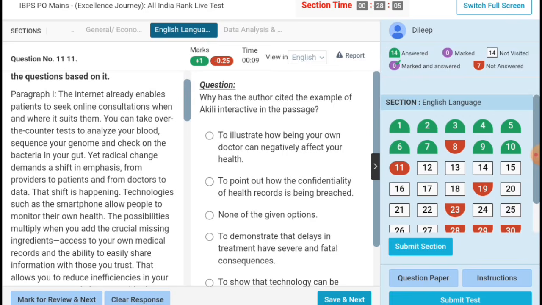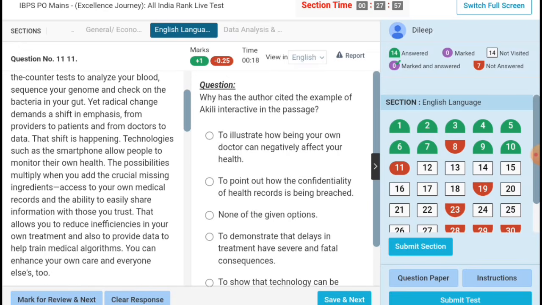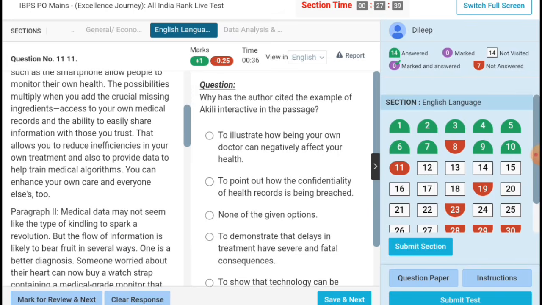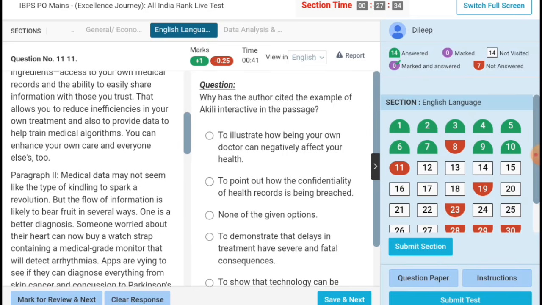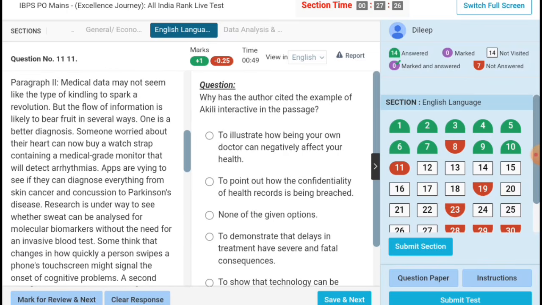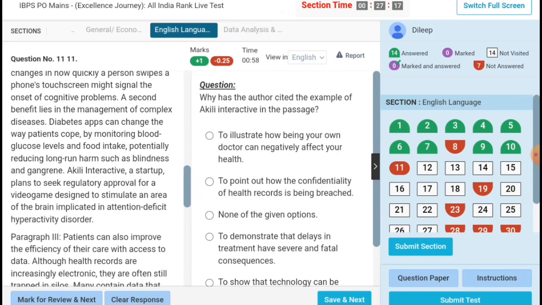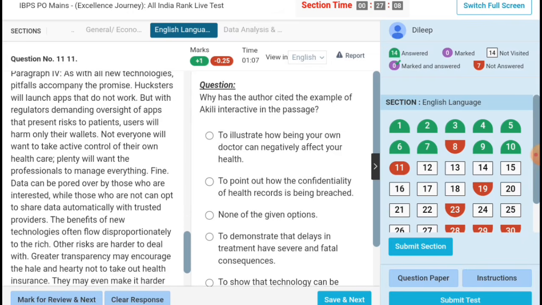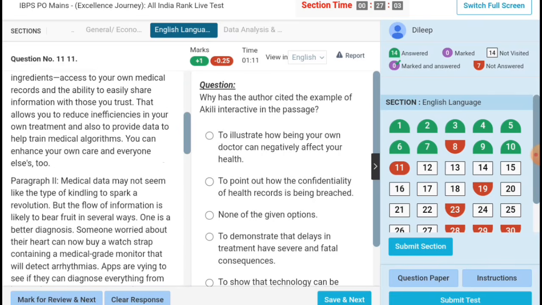The internet already enables patients to seek online consultations when and where it suits them. You can take over-the-counter tests to analyze your blood sequence, your genome, and check on the bacteria in your gut. A radical change demands a shift in emphasis from providers to patients and from doctors to data. That shift is happening. Technologies such as smartphones allow people to monitor their own health. The possibilities multiply when you add the crucial missing ingredients: access to your own medical records, and the ability to easily share information with those you trust. Medical data may not seem like a type of cunning to spark a revolution. So why did the author cite the example of interactive of buses?